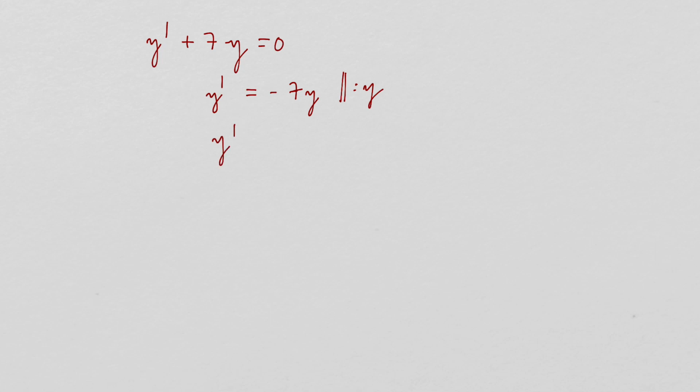Let's solve the equation derivative of y plus 7 times y is equal to 0. We can shift the 7y to the right hand side and then divide by y to get that this expression is minus 7. Then we can integrate in both sides.